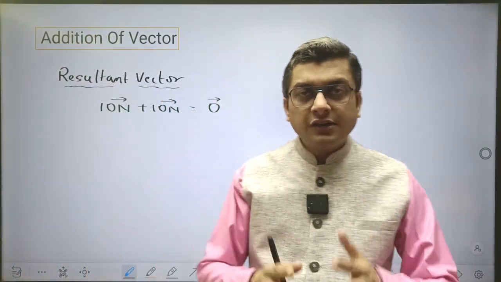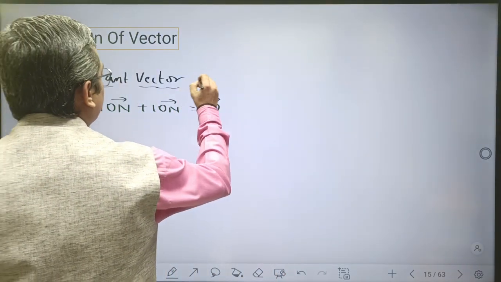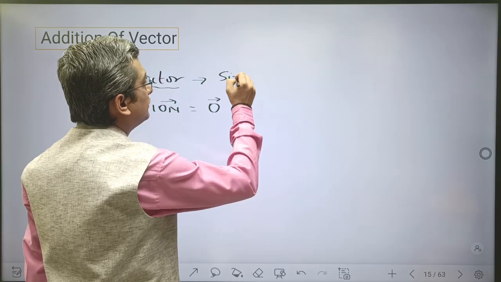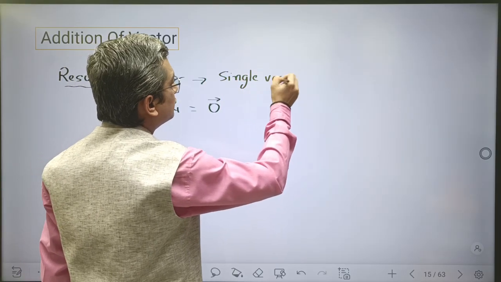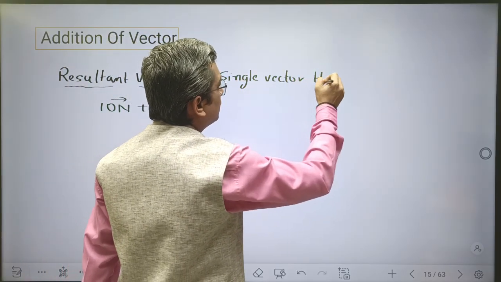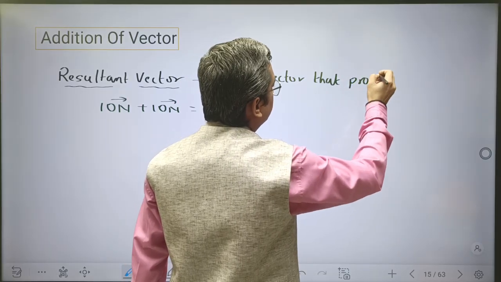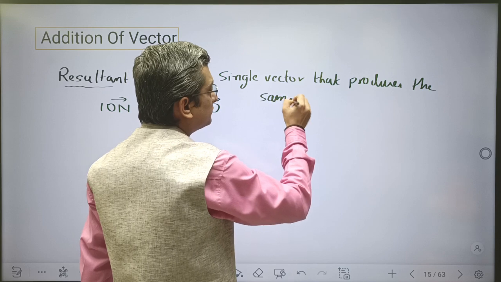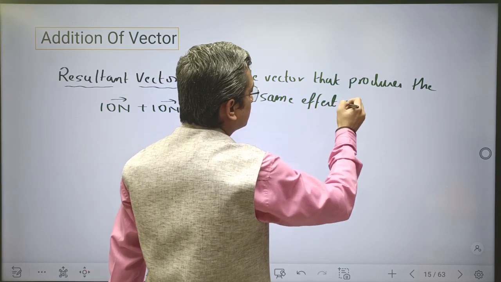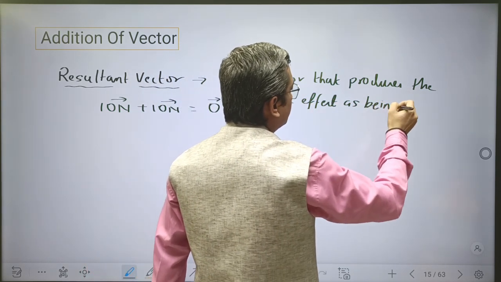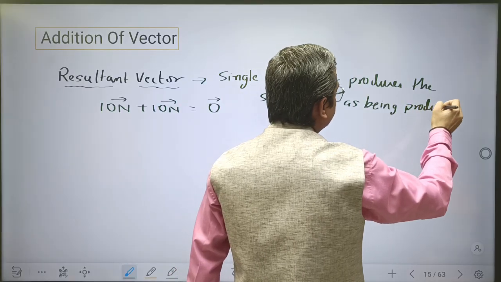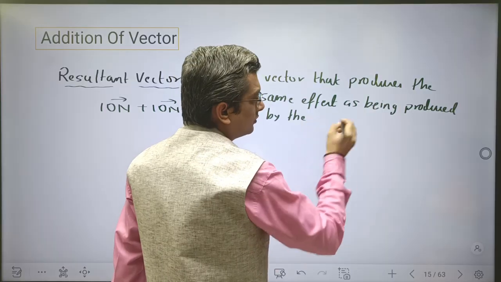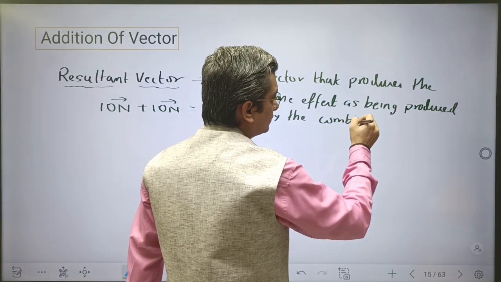So are you getting now what is a resultant vector? It is the single vector that produces the same effect as being produced by the combination of the vectors.